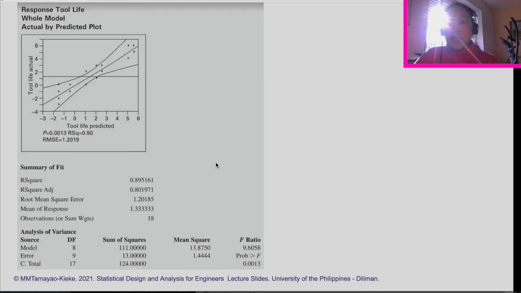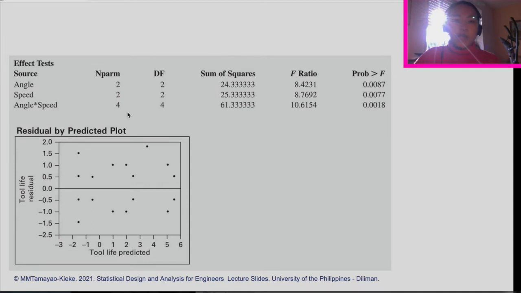And this is the output for the classical ANOVA, which means that both factors are treated as categorical variables. And as you can see, there seems to be no problem with the assumption of normality. And your R squared is quite high, 0.8895161. And then you can see here that based on the p-values, your angle, your speed, and the interaction between angle and speed are all significant. And the residual plot doesn't show any particular trend, which means, again, that the model is acceptable.